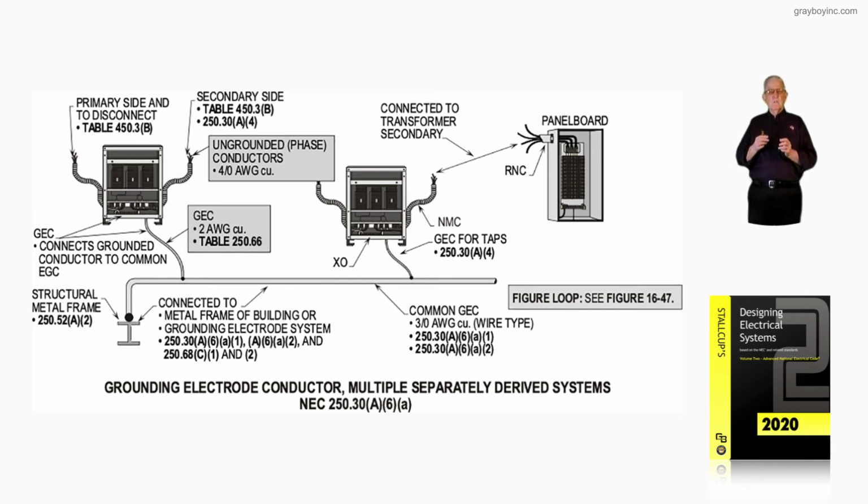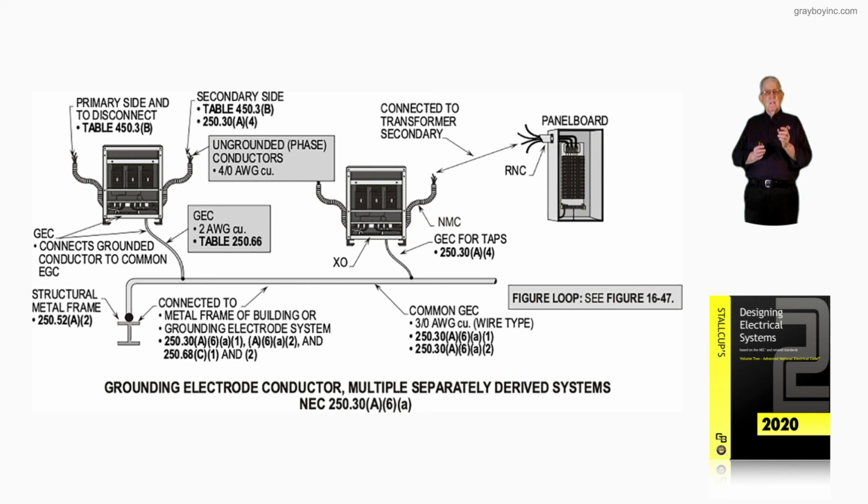And then the figure, additional information can be seen and reviewed in our Figure 16-47. And then we show the ungrounded phase conductors from the secondary side of the transformers is 4/0, and based upon the 4/0, 250.66 requires a number 2 from the secondary side of the transformer connected to the 3/0 common grounding electrode conductor.